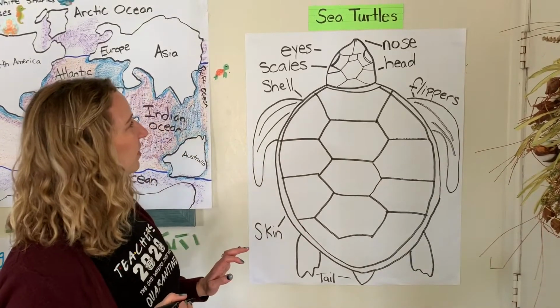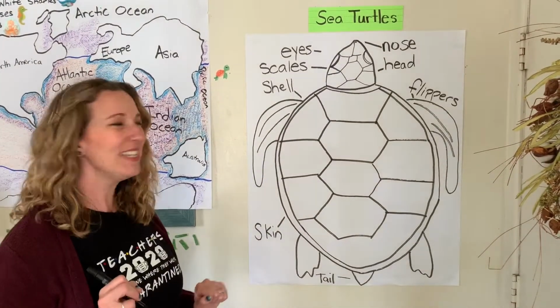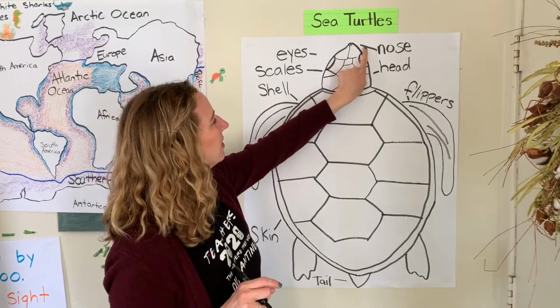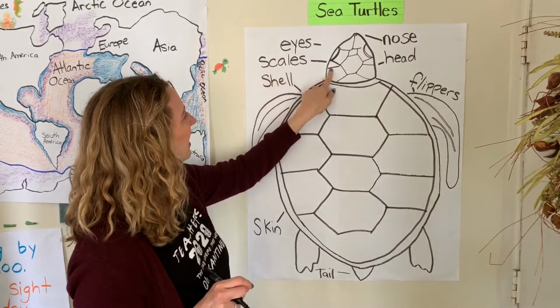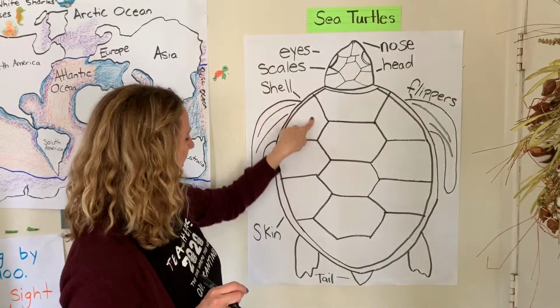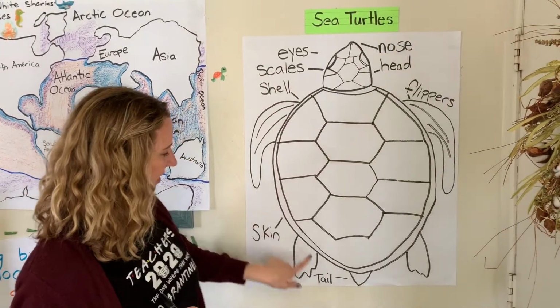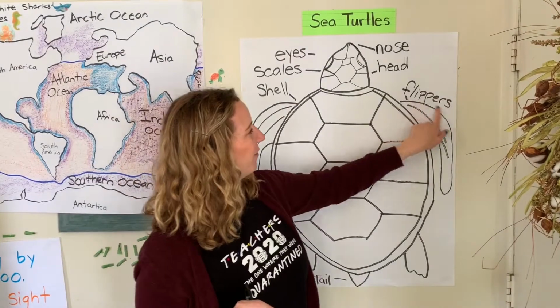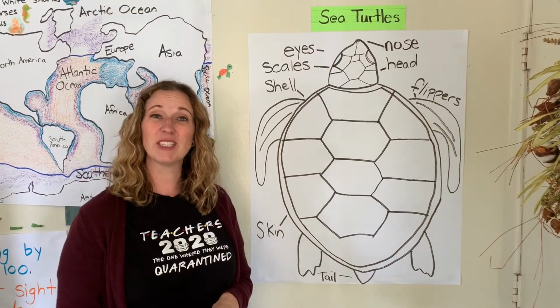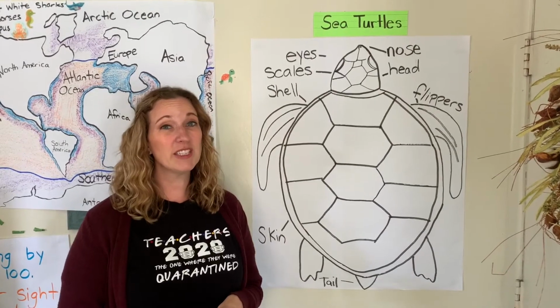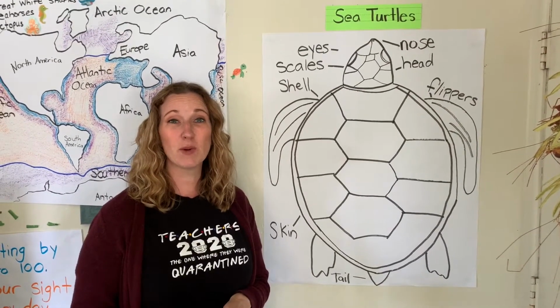Okay, so let's review the parts of our sea turtle. We have a nose, the head, eyes, scales, shell, skin, tail, and flippers. All right, so those are the parts of our sea turtle. Now I'm going to show you the different parts of the world where seahorses live.